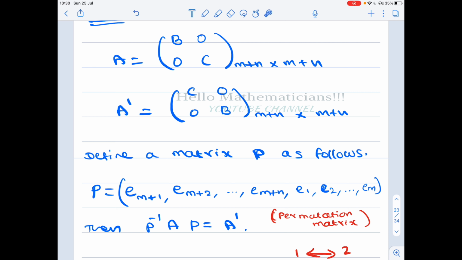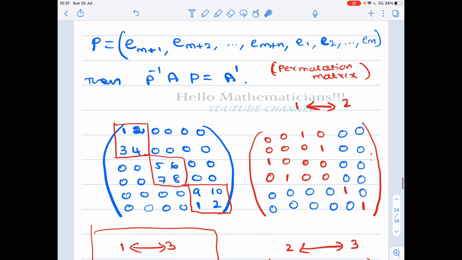So then again this is a permutation matrix, because we have just rearranged the columns of the identity matrix. So these matrices are invertible, permutation matrices are invertible. So once you understand which column goes to which place, then accordingly you choose the matrix P, and you will get P inverse AP equal to A prime. That is the idea. I will show it with an example.